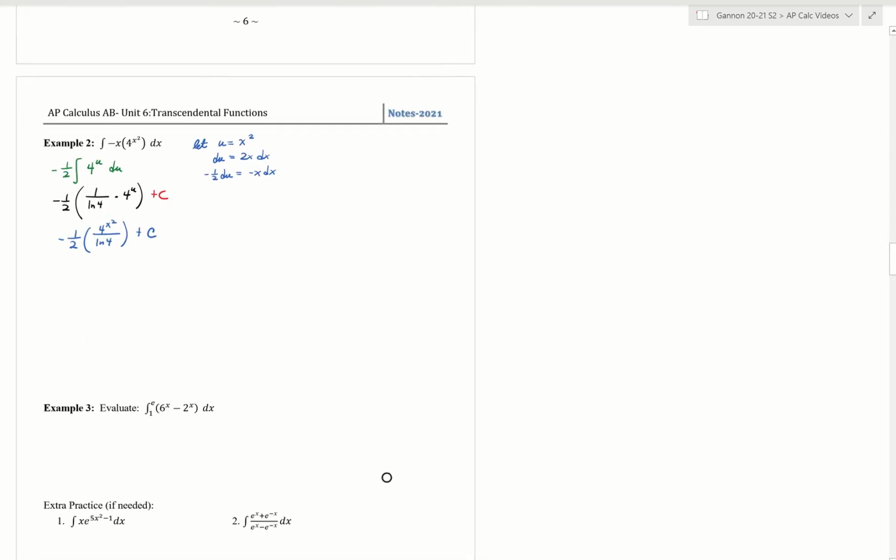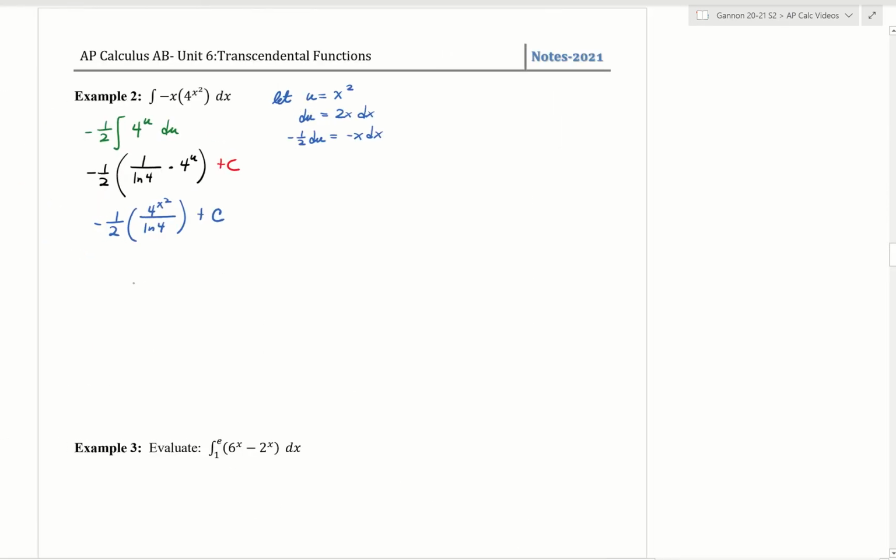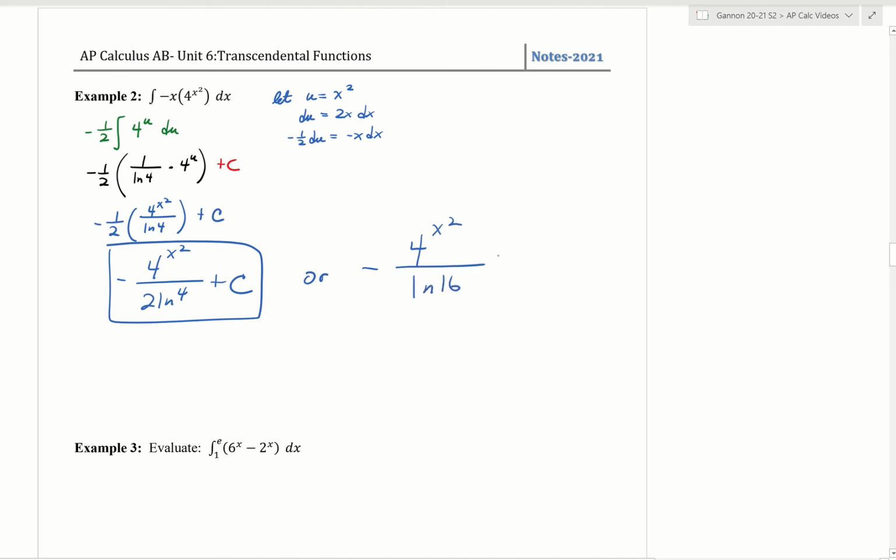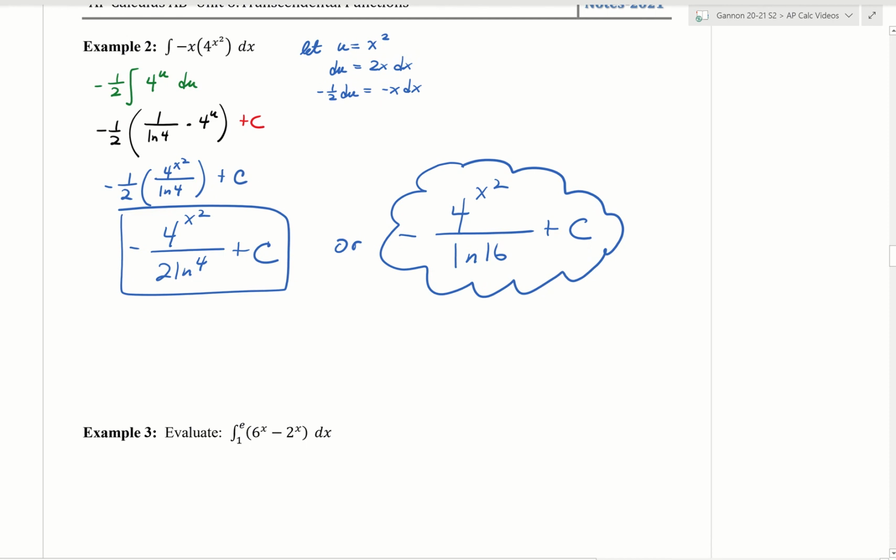which would be okay. You might see it written as negative 4 to the x squared over 2 ln of 4 plus c, which again is okay. Or what you possibly could see as well is negative 4 to the x squared over the natural log of 16 plus c. Just making sure we understand equivalent forms. All right, and where the 16 is coming from is a rule with logs, basically the power rule, which says we can take this 2 that's in front and make it the power here. So this is ln of 4 squared, and of course 4 squared is 16.